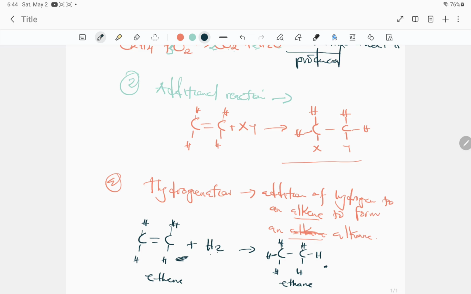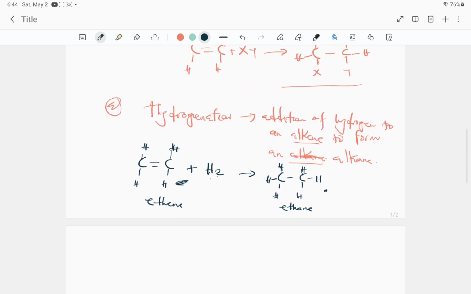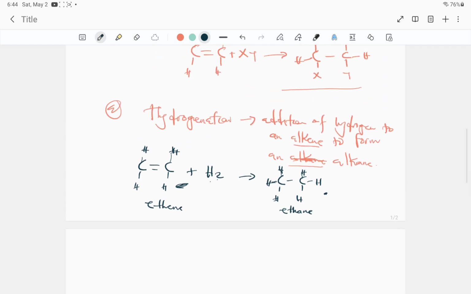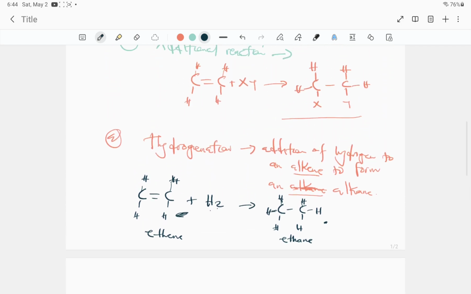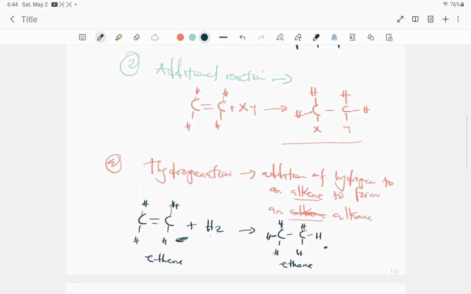Then the second one, let's look at the other one. All right, we'll look at the other properties in the other video. So this is what we do whenever we're dealing with addition reactions of alkenes.